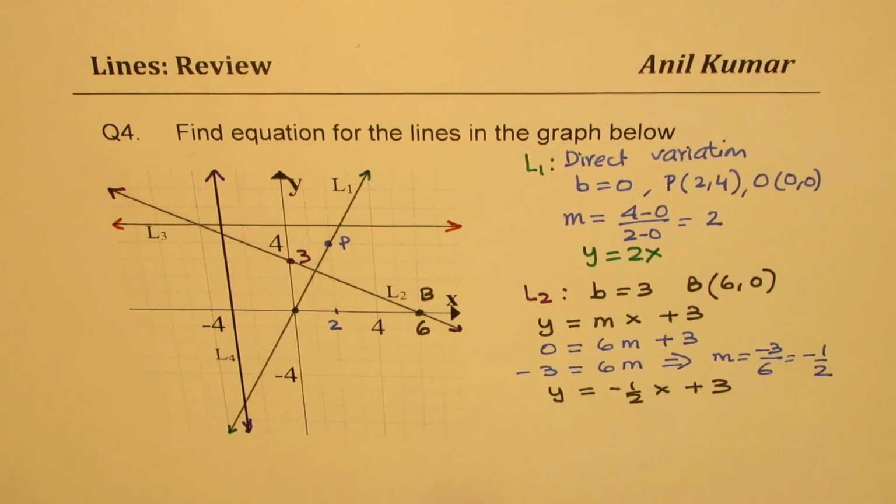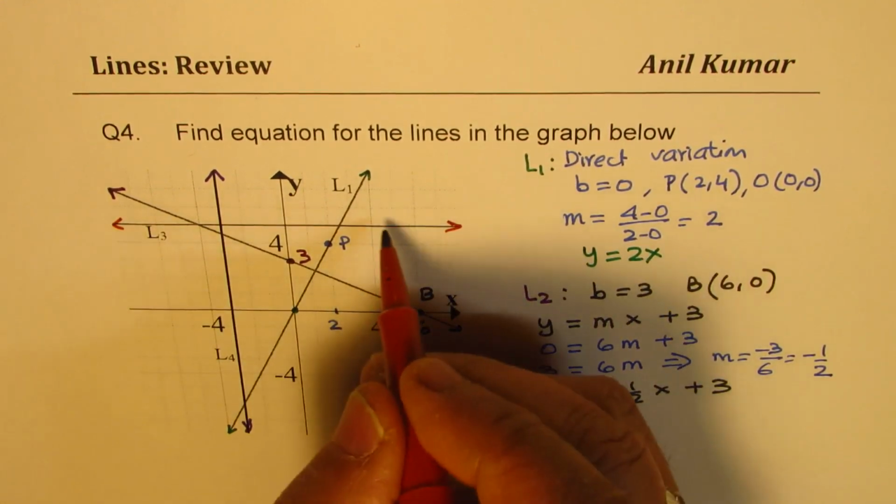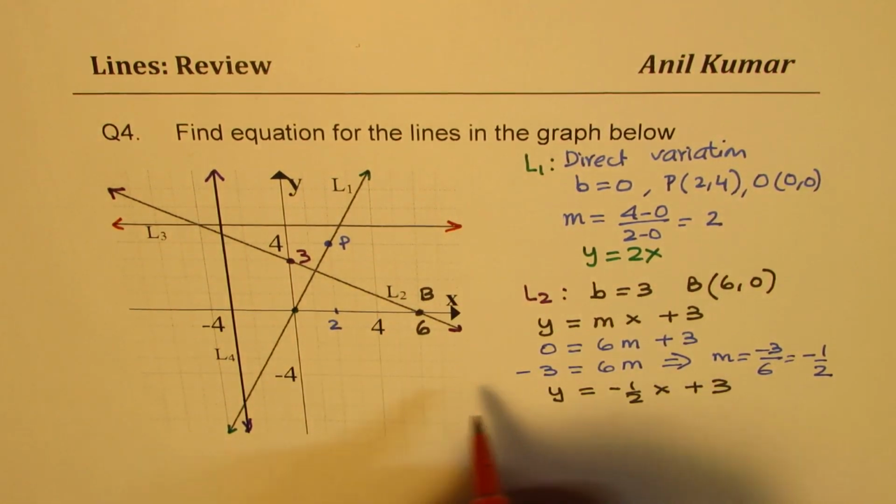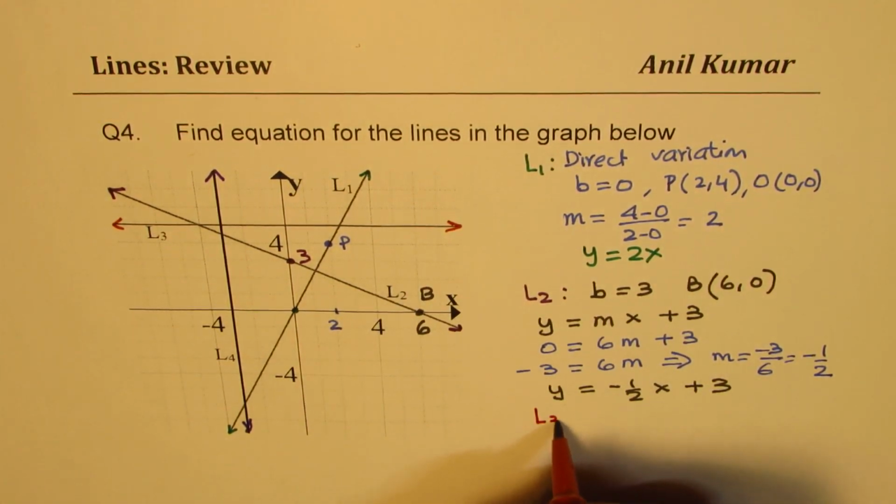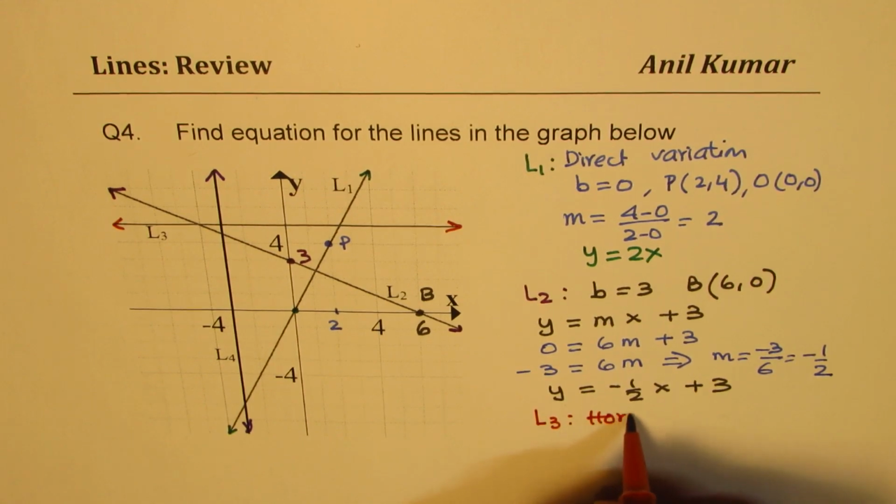Now, let's look into the third line, which is a horizontal line. So L3 is a horizontal line.